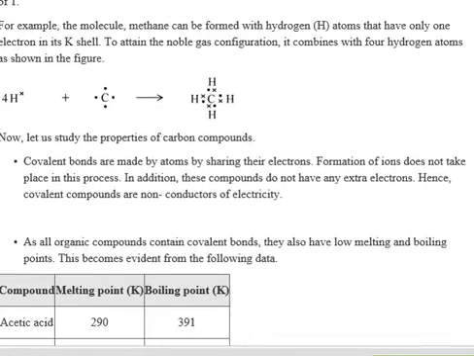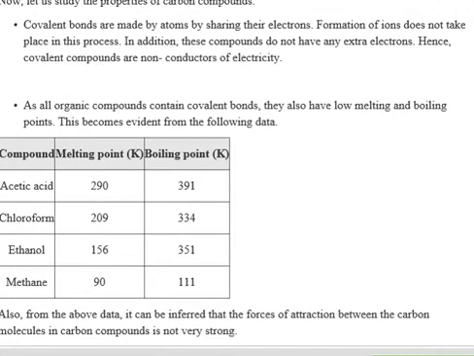Now let us study the properties of carbon compounds. Covalent bonds are made by atoms sharing their electrons. Formation of ions does not take place in this process. In addition, these compounds do not have any free electrons. Hence, covalent compounds are non-conductors of electricity. As all organic compounds contain covalent bonds, they also have low melting and boiling points. This becomes evident from the following data.